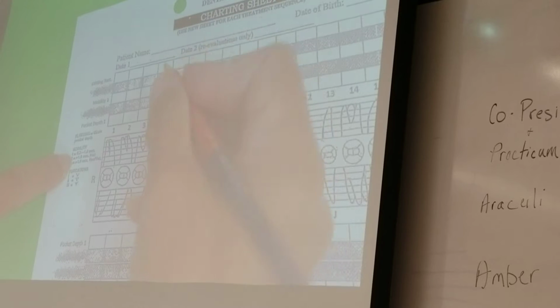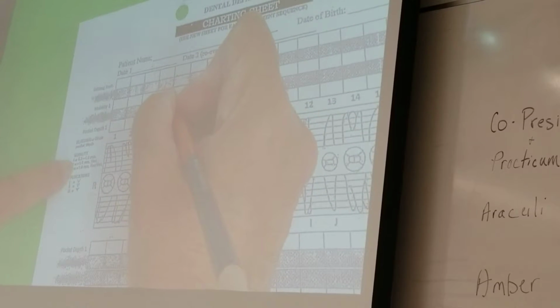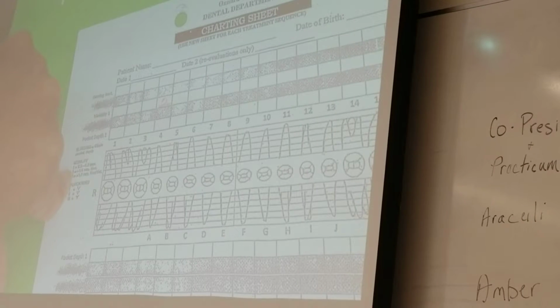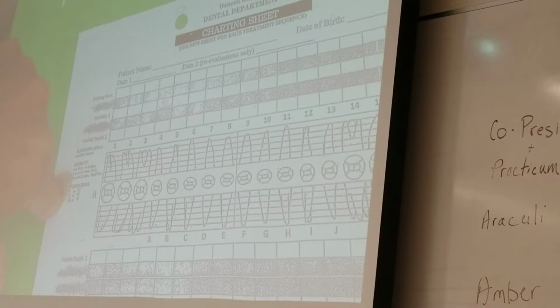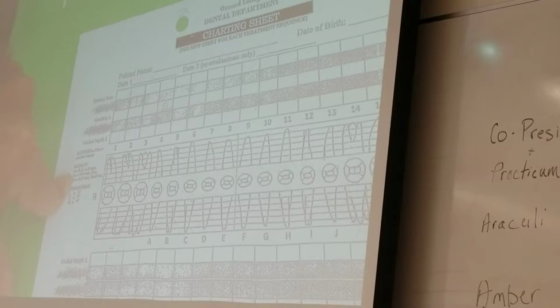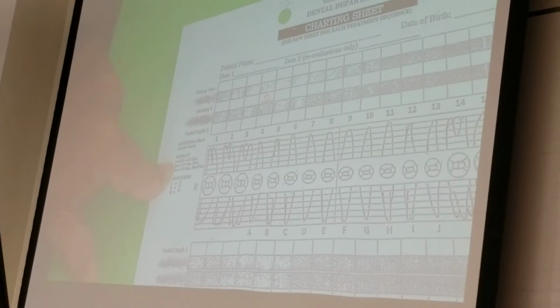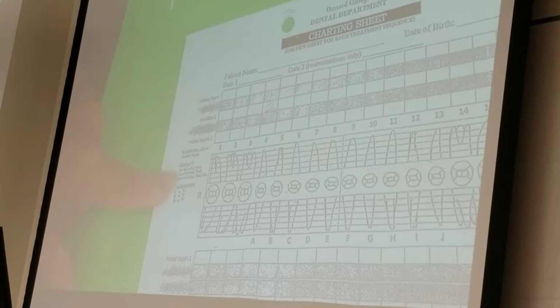Now this is pathology. Anything that is in pathology, you write in red. Any pathology is in red. So that is a number 2 mobility on number 4.